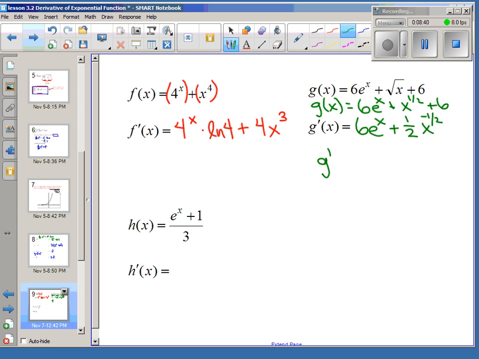We need to simplify this last equation, though. We don't want to have any negative exponents. So 6e to the x plus 1 over 2 root x.